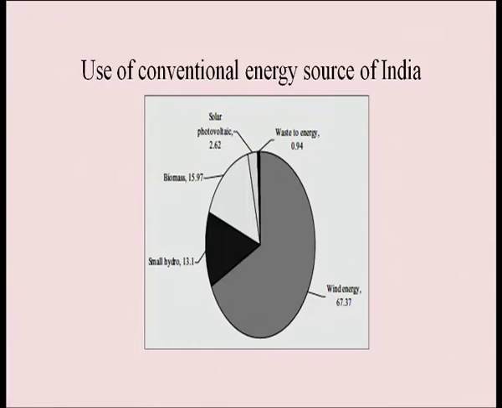So, uses of conventional energy sources of India, as you can see in the diagram, we have discussed earlier also the solar photovoltaic use, then waste energy, wind energy, biomass and hydropower. So, first of all, we will start with the biomass.